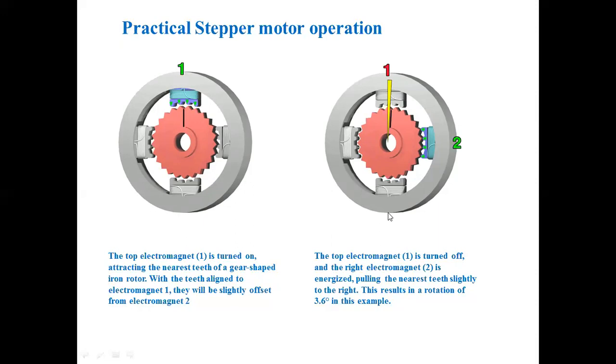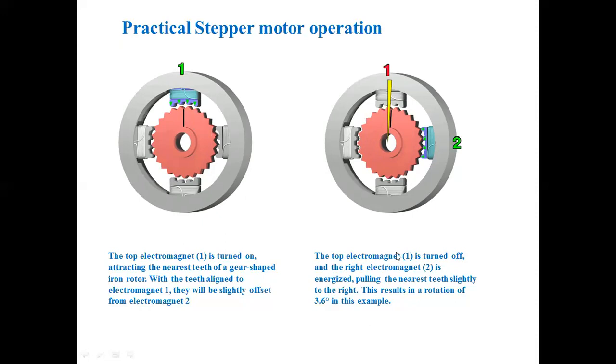In the picture shown here, the top electromagnet is the first one, showing the number 1. The top electromagnet is turned on, attracting the nearest teeth of the gear-shaped iron rotor. In the middle, the iron rotor has been shown. If you observe, with the teeth aligned to electromagnet 1, they will be slightly offset from electromagnet 2.